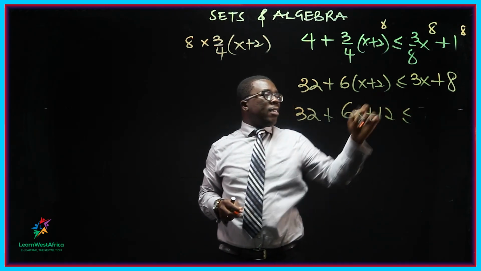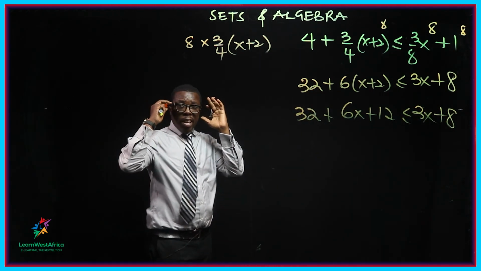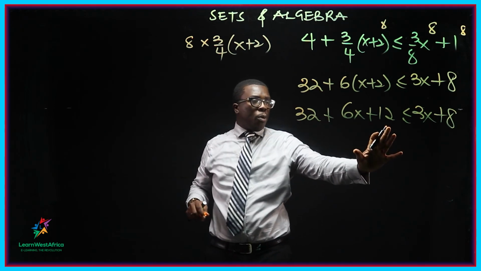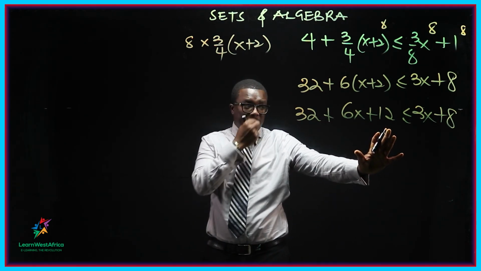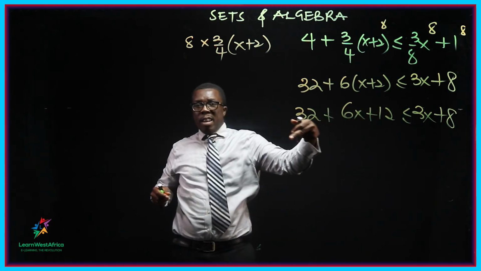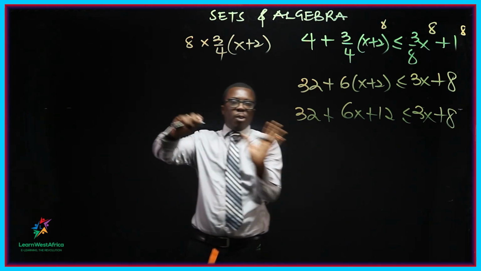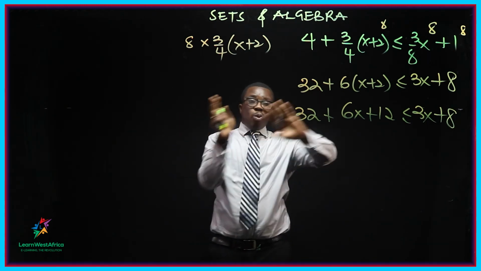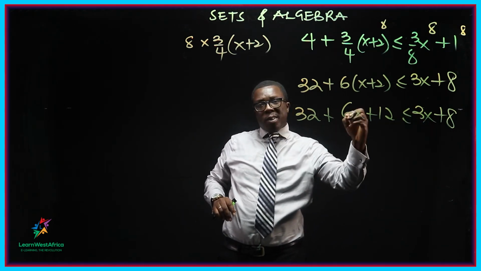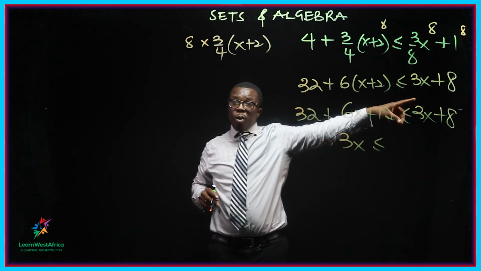Less than, now we are saying 3x plus 8. Then we gather 32 and 12, that gives 44. Grouping like terms, 6x minus 3x gives 3x, less than or equal to 8 in there.